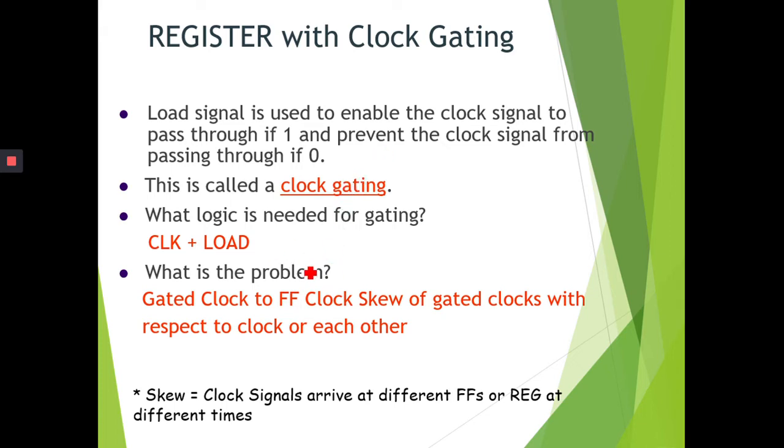Okay, but there's a problem whenever we apply clock gating in the circuit. So what's the problem? The gated clock to flip-flop clock skew of gated clocks with respect to each other. So what is skew? Skew is when clock signals arrive at different flip-flops or registers at different times. This is just to give you an example of what skew means.